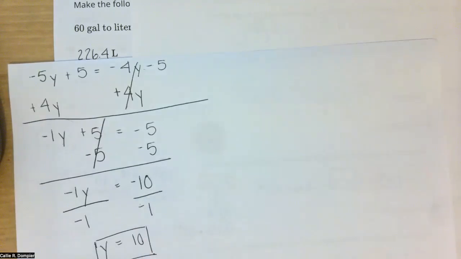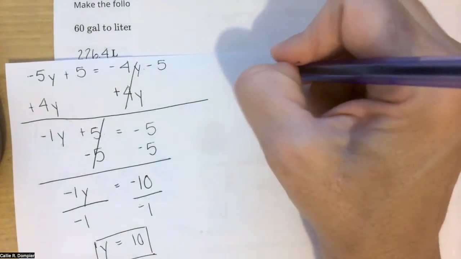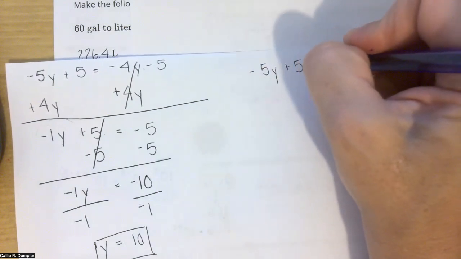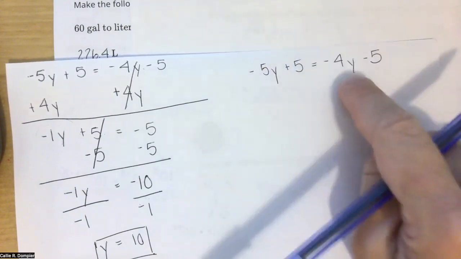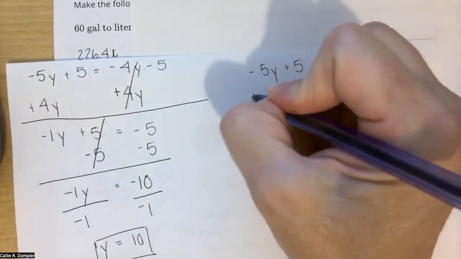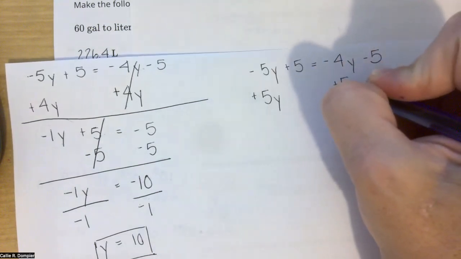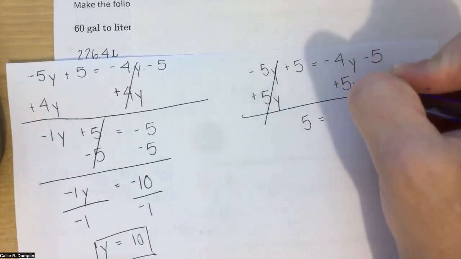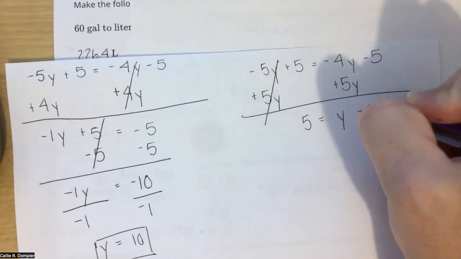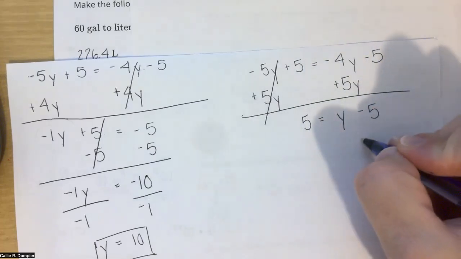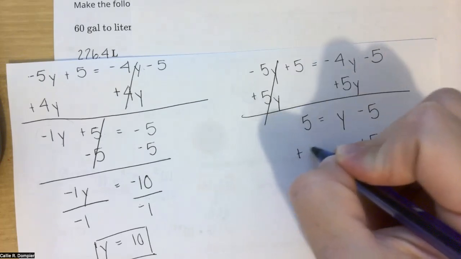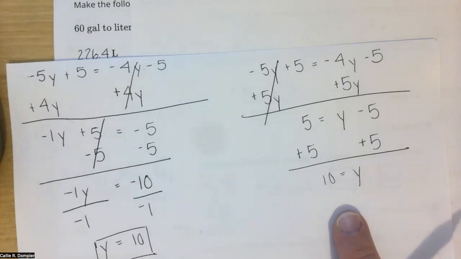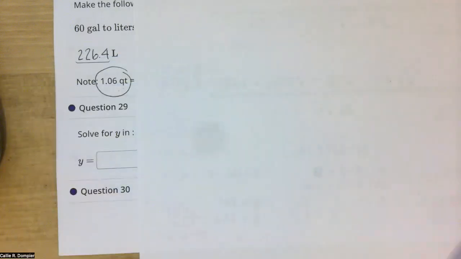All right. I can also, like I said, if you like positive numbers more than the left side, that is perfectly fine. You will get the same answer. So I want to cancel the negative 5y by adding 5y. Anything I do to the left, I have to do to the right. So now that's a positive 5 equals negative 4 plus 5, a positive 1y, minus 5. Now I want my y alone, so I'm going to cancel the negative 5 by adding 5. Anything I do to one side, I have to do to the other. y equals 10. You get the same answer. Good. My answer for that one is y equals 10.